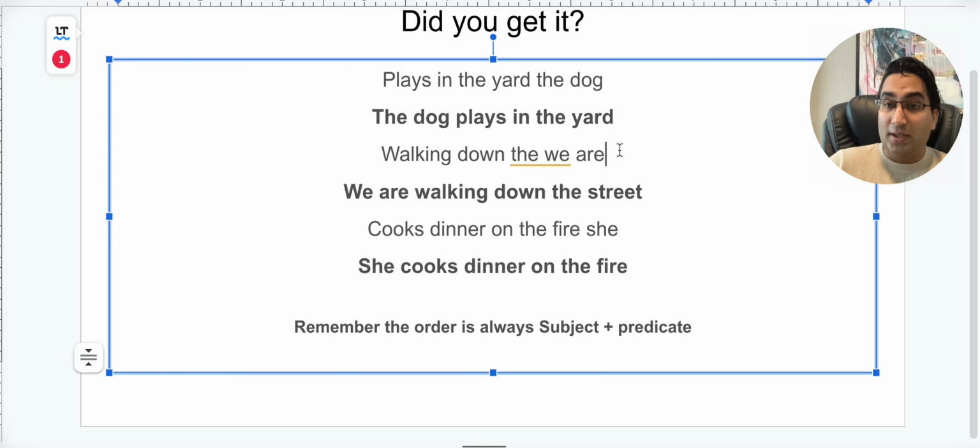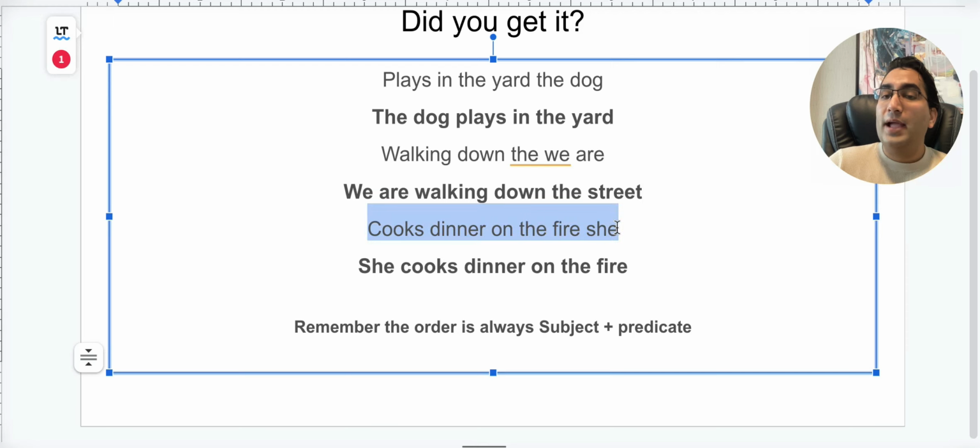Walking down the we are. Again, it's incorrect. We are the people. This is the subject. Are walking, this is the verb. Down the street is the place where the action is going to take place. It's not a physical object, but we call it object because that is where the action is being enforced, or that is where the action is being done.